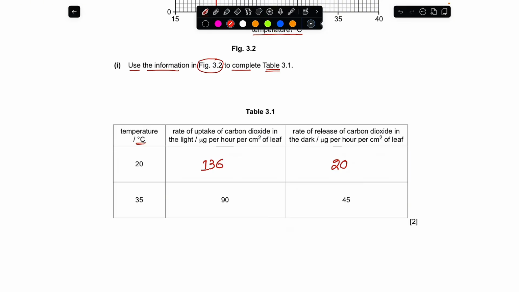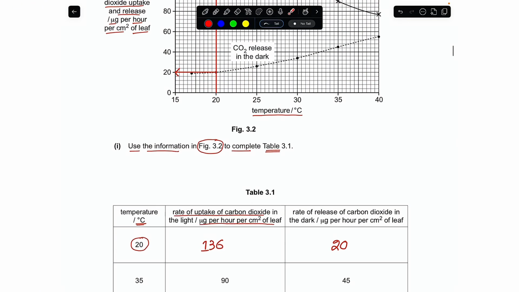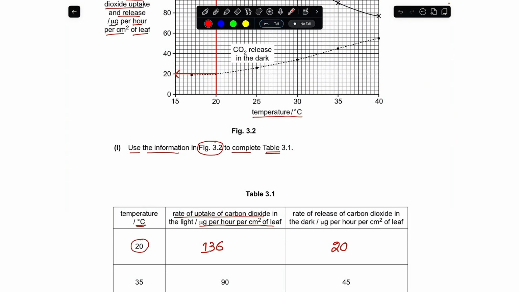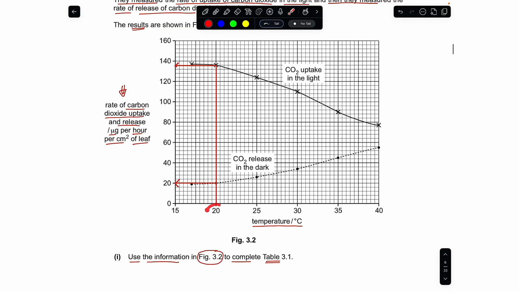Now, the temperature is 20 degrees centigrade and they want us to calculate the rate of uptake of carbon dioxide. The units are already given here, so you are never required to write units here, else you would lose some marks. So let us revert back to the curve, and we look for the temperature of 20 degrees centigrade, and I have to go to the curve where the CO2 was being taken up. So you see, here is 20 degrees centigrade.